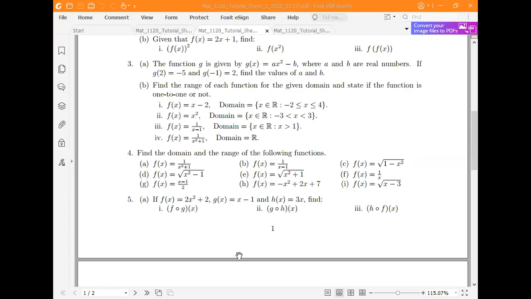So we are now focusing on question 3b. Find the range of each function for a given domain and state if the function is one-to-one or not. So you are given the domain to use. This question is asking us to understand what the domain means. Okay? You are given a function f of x is equal to x minus 2. This function, the only x values you can use are the ones that are coming from this domain.